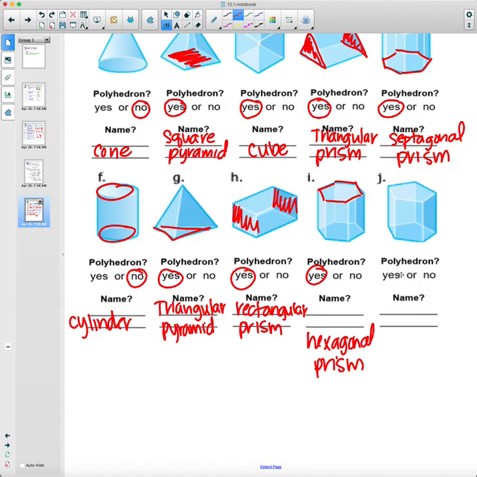Two bases in this next one, all faces polygons. 1, 2, 3, 4, 5 sides there. So this one is a pentagonal prism, since it's got the two bases, does not go to a point.